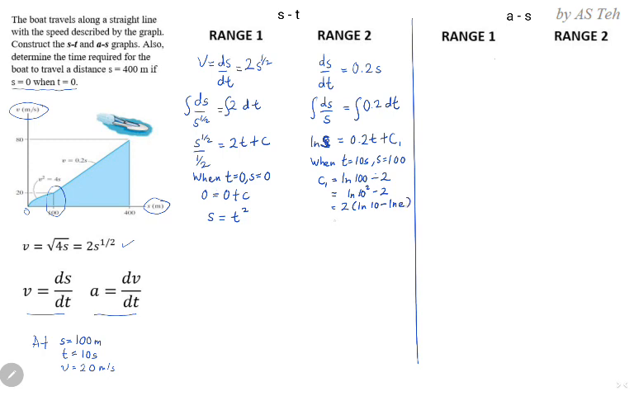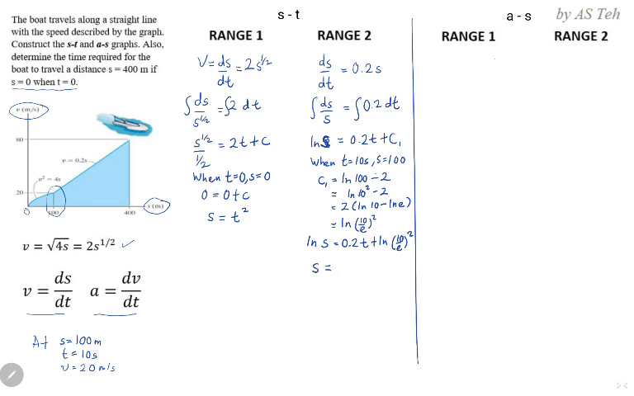And I can rearrange this as log 10 over e squared. Okay, there's a reason why I put it this way, it is to simplify my calculations. So therefore, the complete equation for range 2 will be log to the power base of e s equals 0.2 t plus log 10 over e squared. So I can actually get the relation of s in exponential form.